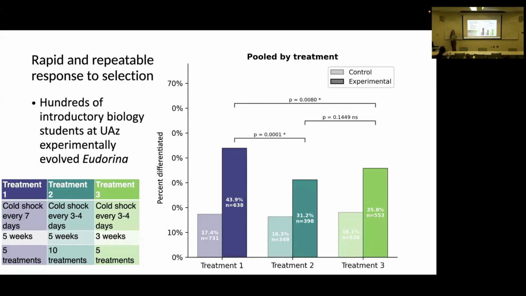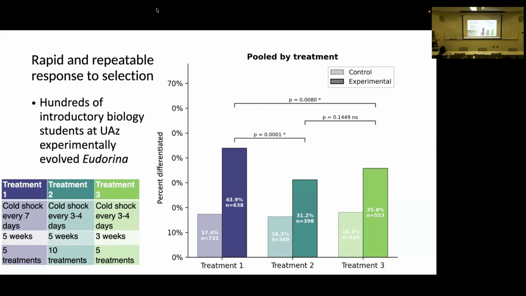In treatment 2, they were cold shocked every 3 to 4 days. This is more consistent with the treatments that I have previously done. And this was done for 5 weeks, so 10 treatments. And in treatment 3, they were cold shocked again every 3 to 4 days for 3 weeks for a total of 5 treatments. Here you can see the pooled results.